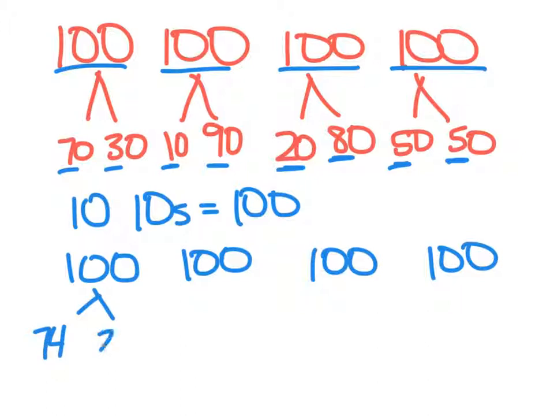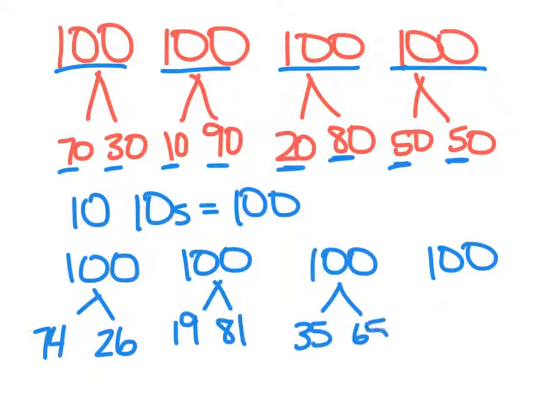So the first one is 74 and 26. 19 and 81 are your add-ins for the second one. 35 and 65 are your add-ins for the third one. And 52 and 48 are your add-ins for the fourth one. So I want you to see if you can find some patterns in these math mountains.